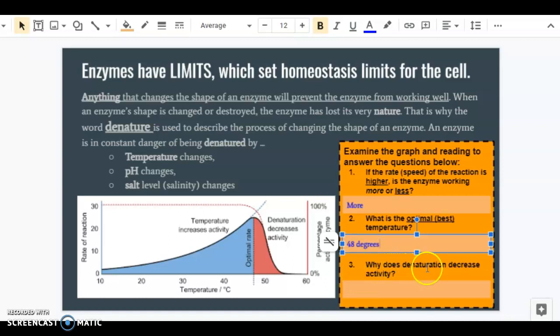Why does denaturation decrease the activity? If the enzyme loses its shape, the substrate won't fit, and the enzyme cannot help substrates react. It's that simple and that complicated. So the first characteristic of enzymes is they have limits.